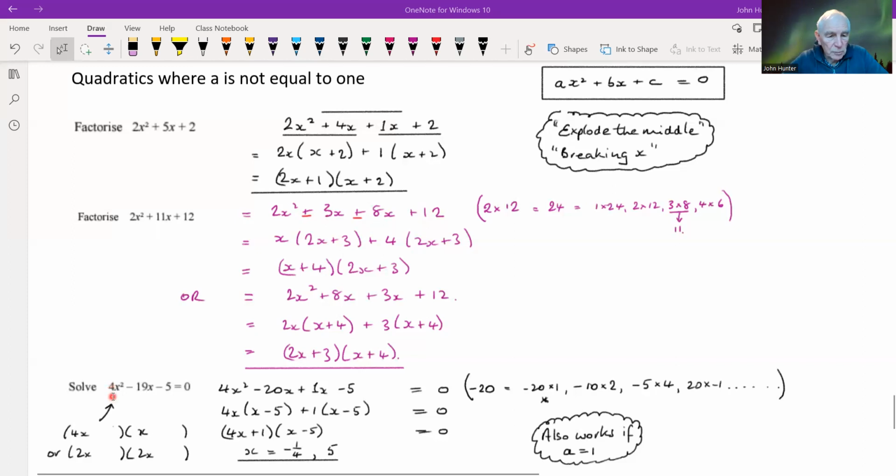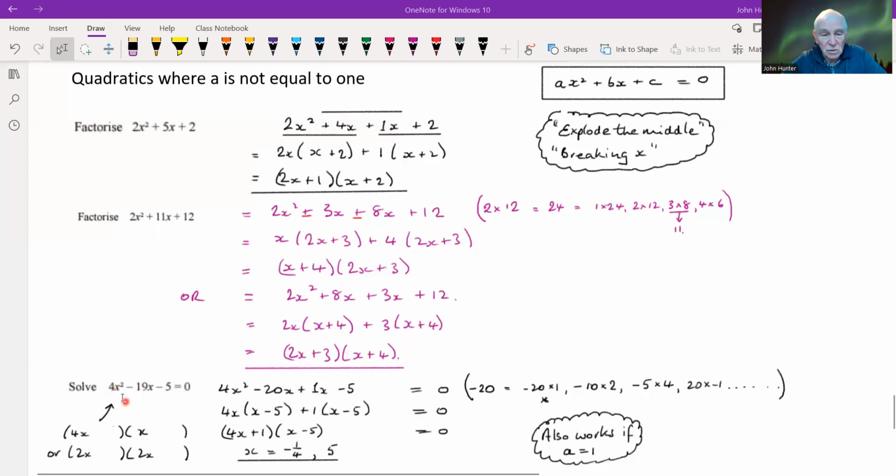But when it's not a prime number, then in this case, for instance, we don't know whether our final factorization is going to be 4x plus something into x plus something, or 2x plus something into 2x plus something. Now, at this point where we don't have a prime number, this method really starts to come into its own. But fear not, at the end of the day, you've still got other methods available to you if you've got something that looks fairly complicated. I mean, we don't know that we can factorize this at all, do we?